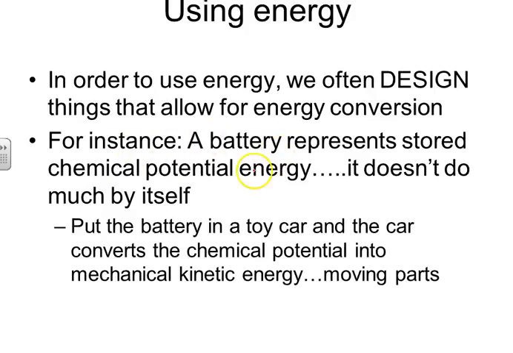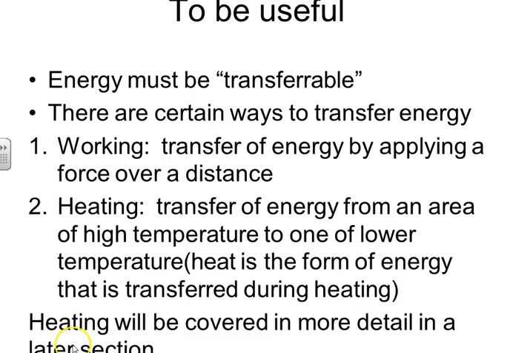Another way, for instance, if we have a battery, the battery represents stored chemical potential energy due to the chemicals that are inside the battery. It doesn't do much if you just put it on a shelf by itself. But if you put the battery in a toy car, the car is going to convert the chemical potential into mechanical kinetic energy, and you've got moving parts, and the little toy car may be moving across the floor. So we design machines, and these could be compound machines, to utilize energy sources. A good portion of design, when it comes down to engineering machines, comes down to the efficient use of energy to help us do things.